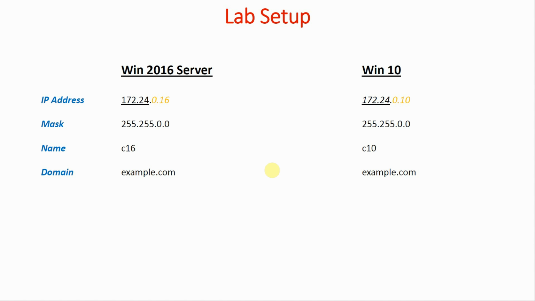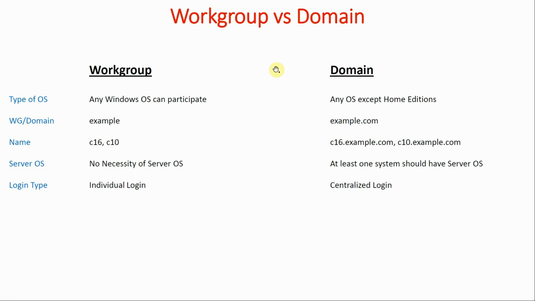Now, what is the difference between workgroup and domain networking? We have already discussed workgroup networking. Now we want to implement domain type of networking. What is the difference between those networking? It is very necessary to understand the difference between workgroup and domain networking, where you need the workgroup type of networking and where you need domain type of networking. So here in this slide, we are looking at the difference between workgroup and domain networking.